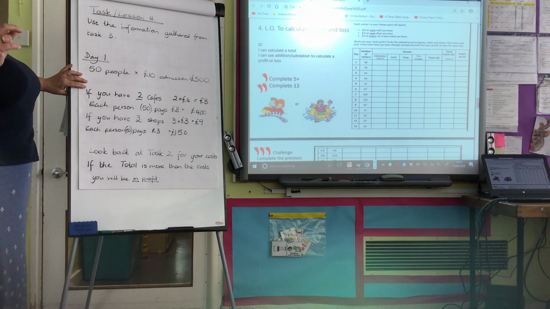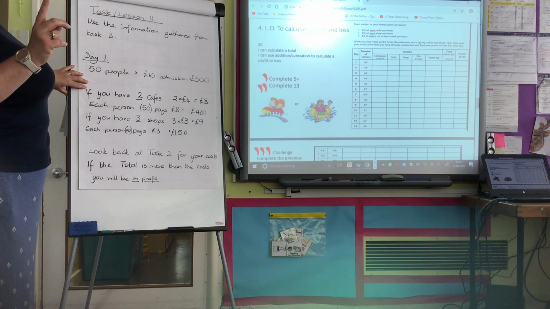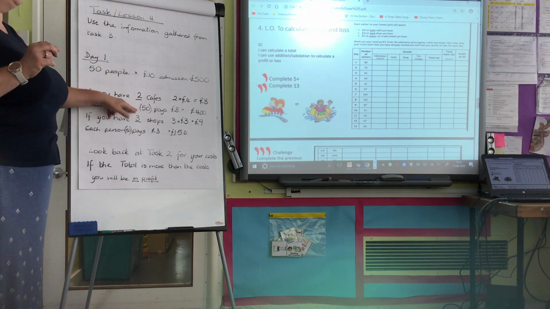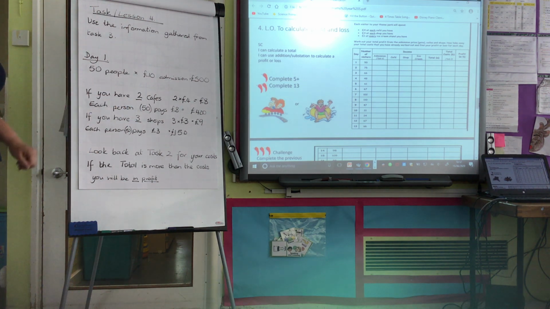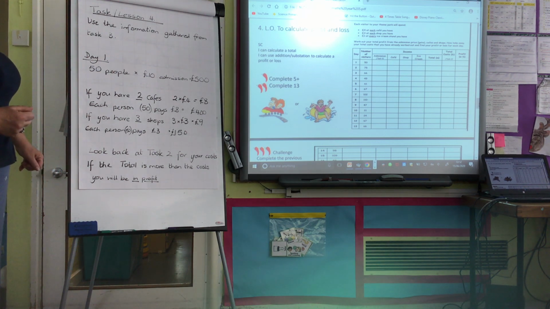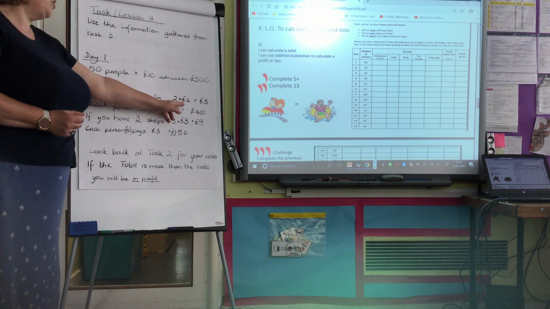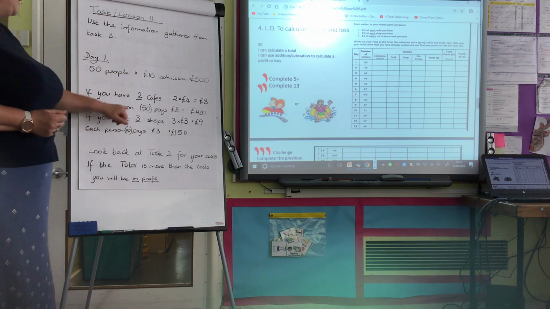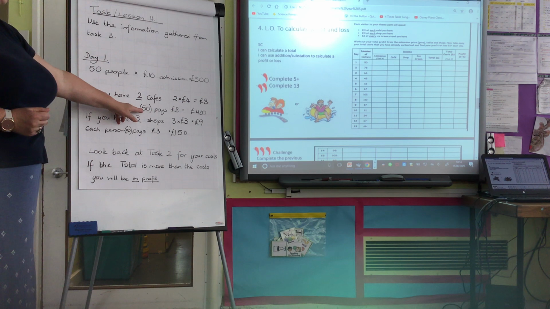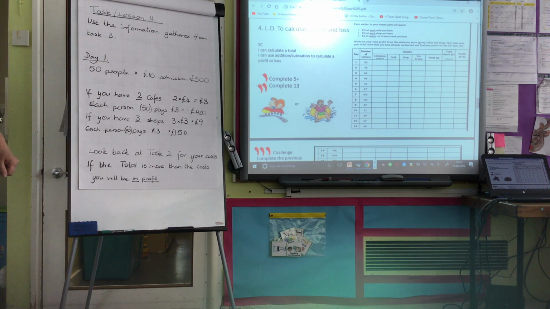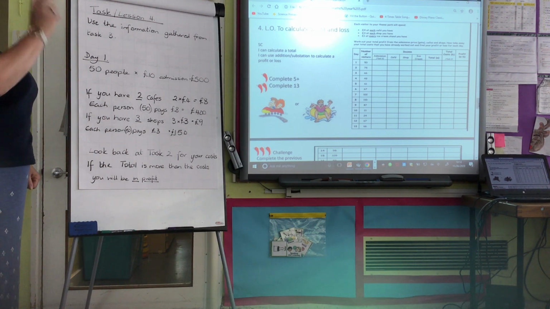If you've only got one cafe, okay, then you times it by each person coming in. So that's 50 times 4, which would be 200. If you've got 2 cafes, that's 2 times £4 will be 8, and then times again by those 50 people, which will make it 400. So you need to do that each step at a time.